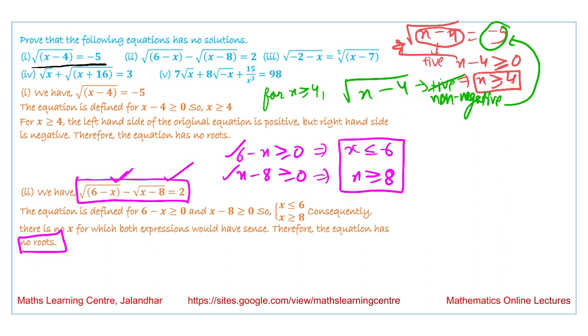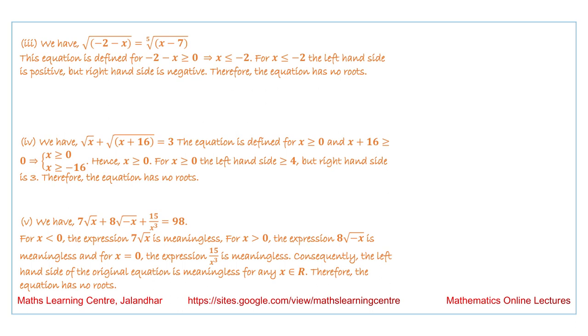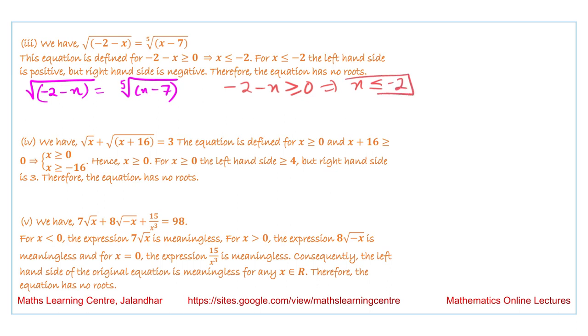Next we have the equation in this form: √(−2 − x) = fifth root of (x − 7). Now the condition again is −2 − x ≥ 0. So this implies that x ≤ −2. So for x ≤ −2, the left hand side of the equation will have some solution, and it will be non-negative.